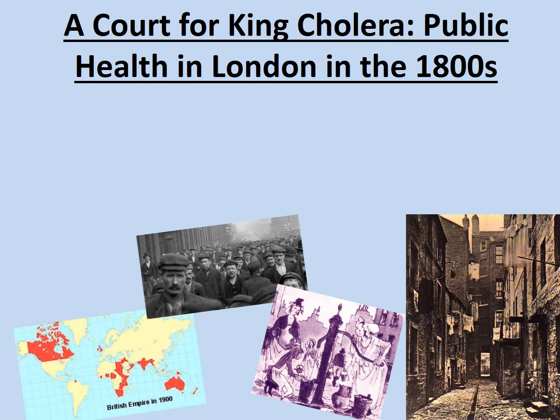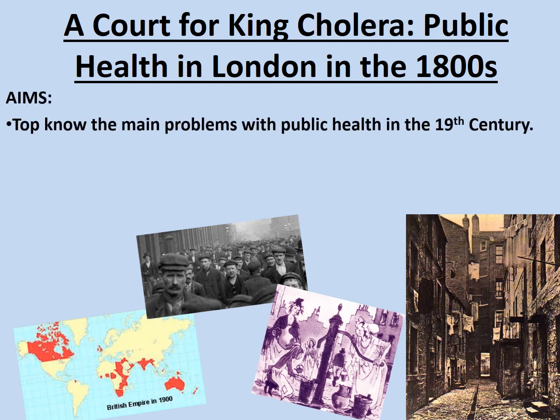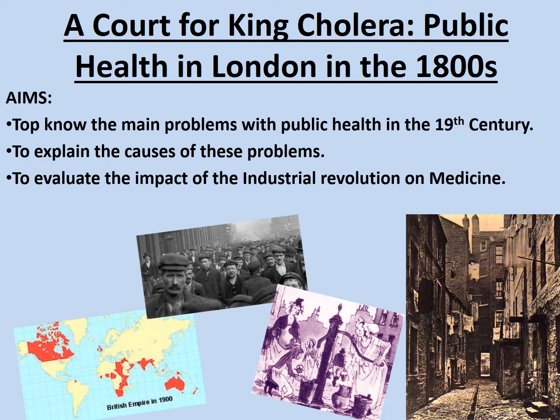A Court for King Cholera. Public health in London in the 1800s. Our aims in this lesson are to know the main problems with public health in the 19th century, to explain the causes of these problems, and to evaluate the impact of the Industrial Revolution on medicine.